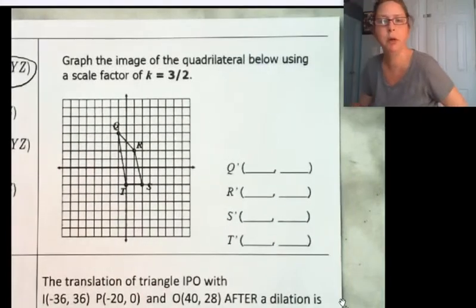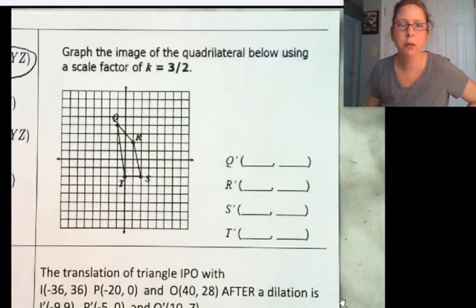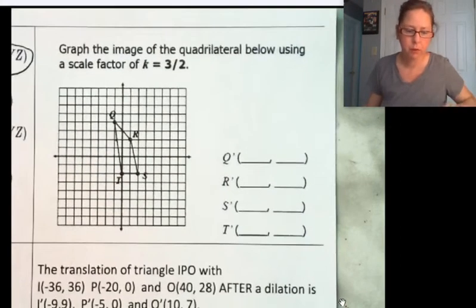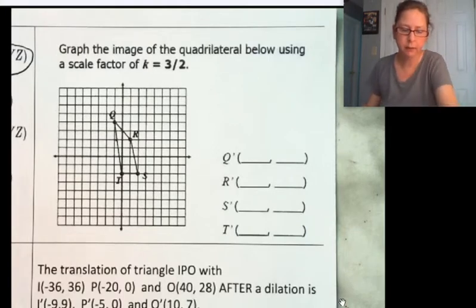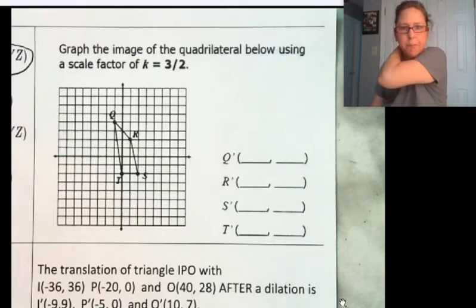I've lost track of what number we're on. Graph the image of the quadrilateral below using the scale factor. So let's go ahead and figure out first. I don't know what my ordered pairs are. I need to figure those out, okay?